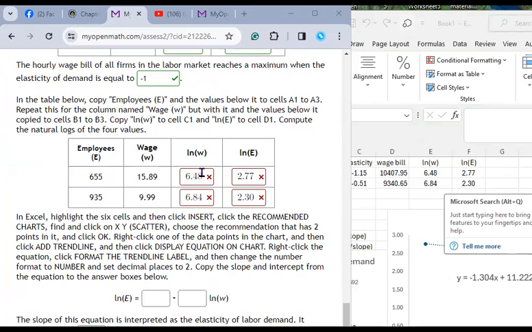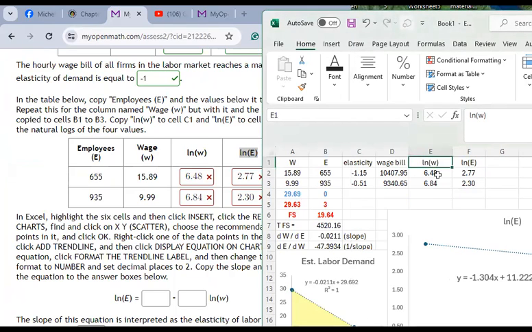Okay, yeah, there's an error in the code here. So what I did is this value here is actually the natural log of the wage rates. And these values here are the natural log of the employment levels. So I changed the headers over here, right? And I was going to flip these out, plot them out.